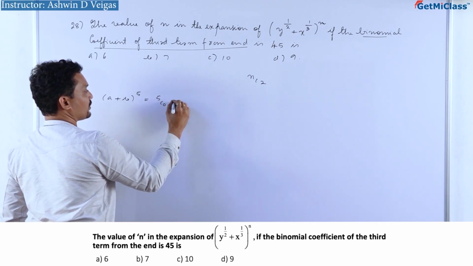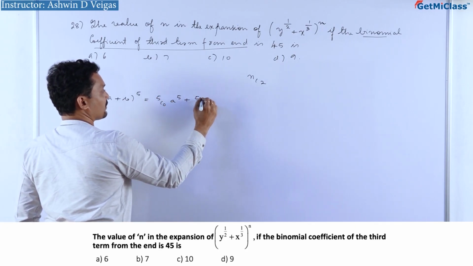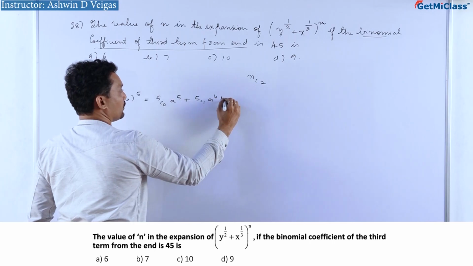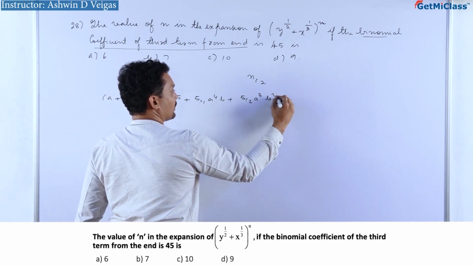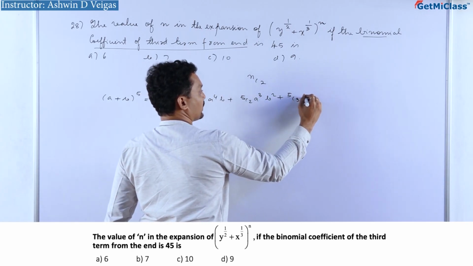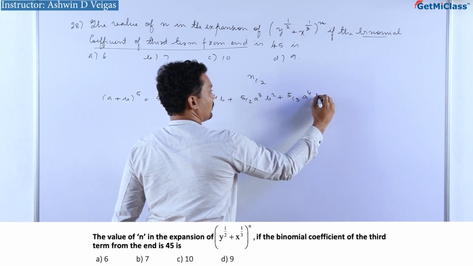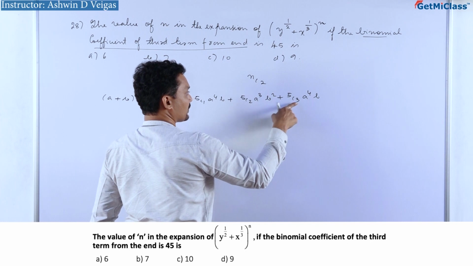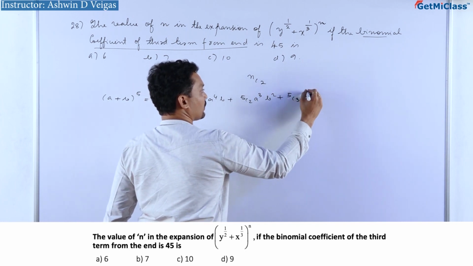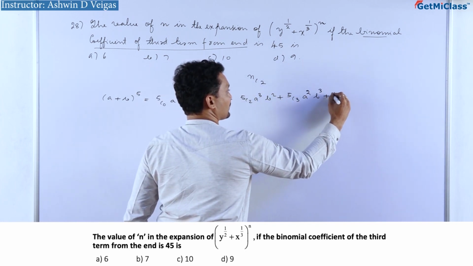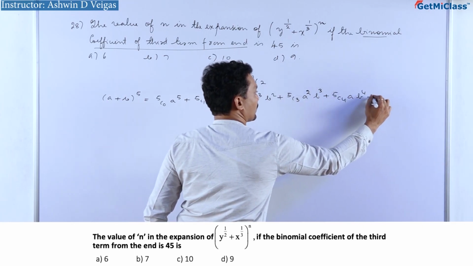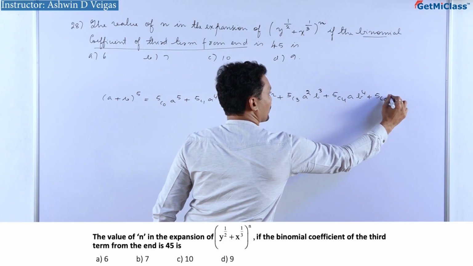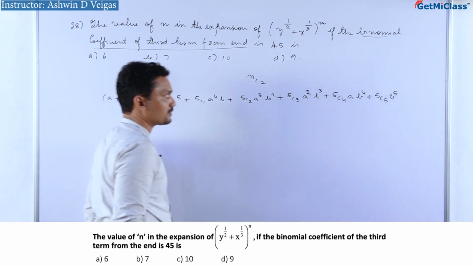This is 5C0 a^5 + 5C1 a^4 b + 5C2 a^3 b^2 + 5C3 a^2 b^3 + 5C4 a b^4 + 5C5 b^5. So, this is the expansion.